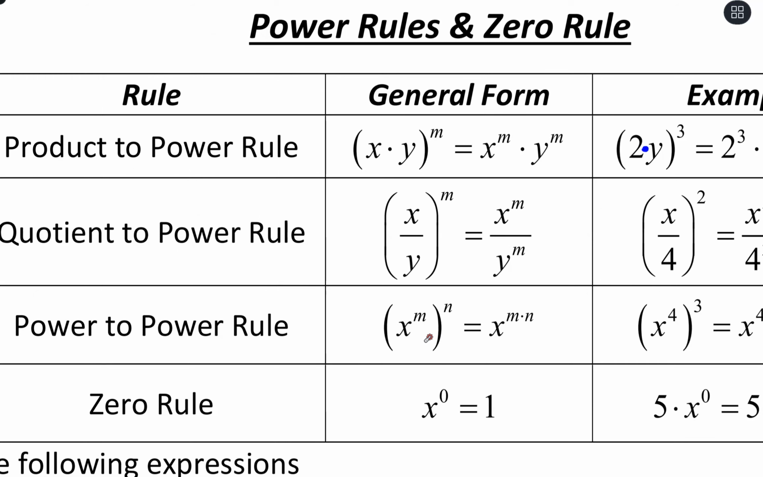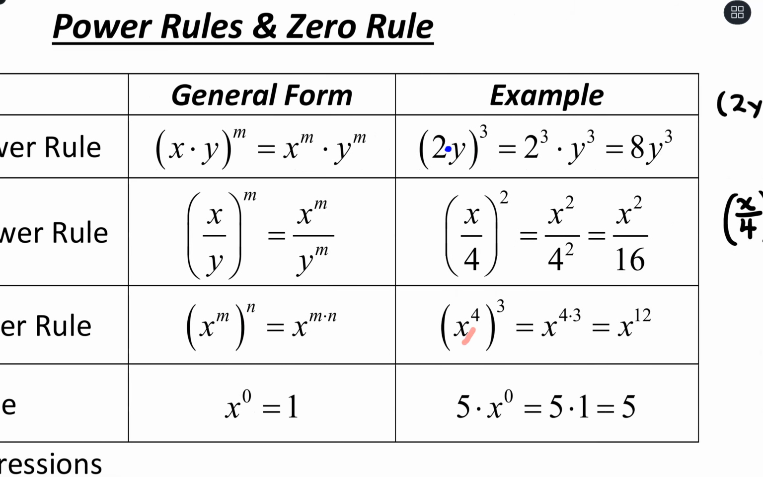Power to a power rule. So if x is being raised to a power of m, and altogether that's being raised to a power of n, then what we do is we multiply those exponents. So if I have x raised to a power of 4 and I'm raising all of that to a power of 3, I would multiply those exponents, 4 times 3, and we would have x to the 12th.